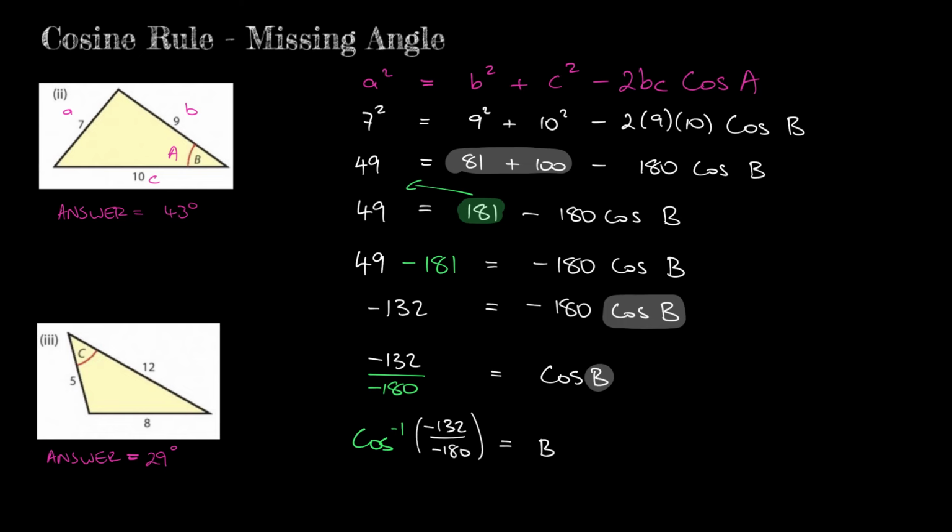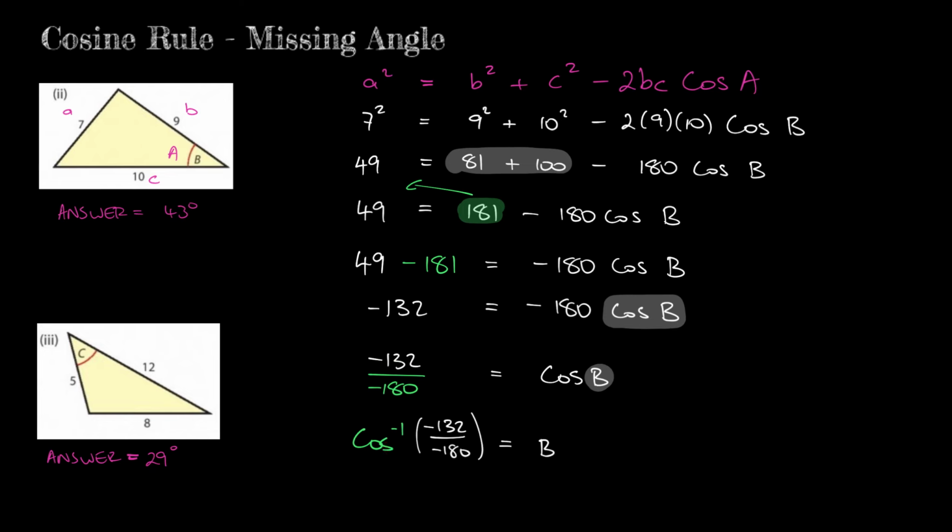Some of you will realize that if I have a negative over a negative, it's the same as having a positive, so I don't need to put those negatives in. I could have just left this like that, but just to keep it consistent, I had cos B equals this. So to find out what B is, I need to get the cos inverse of this side, which is equal to this.